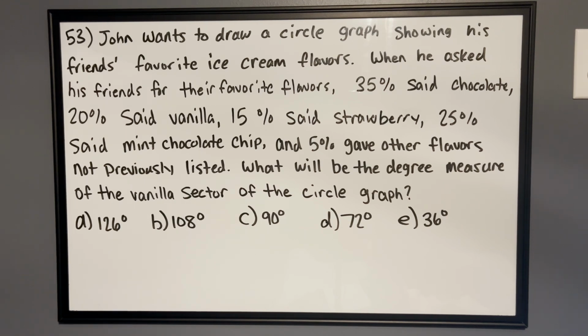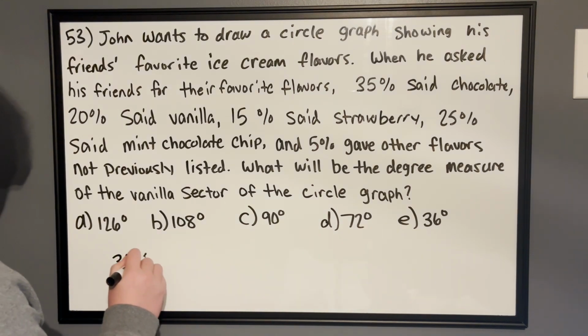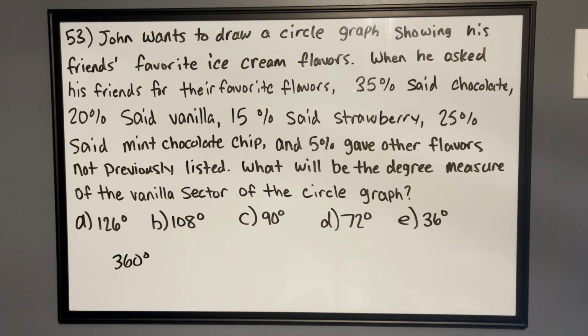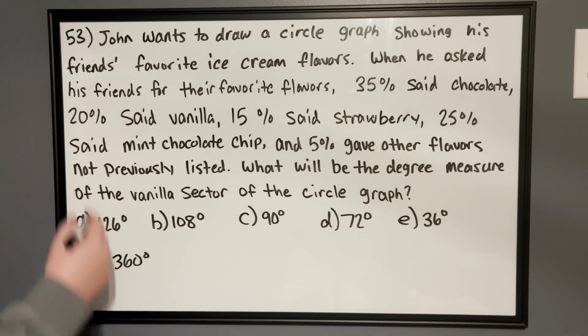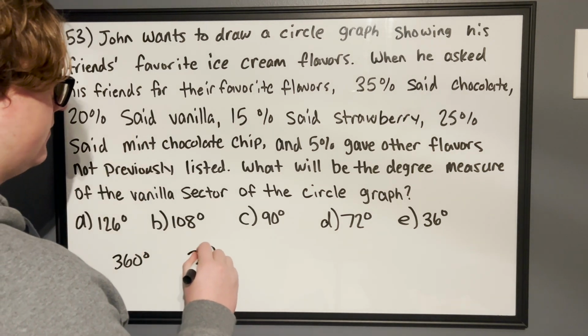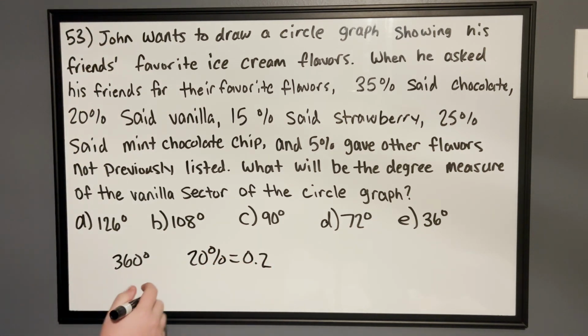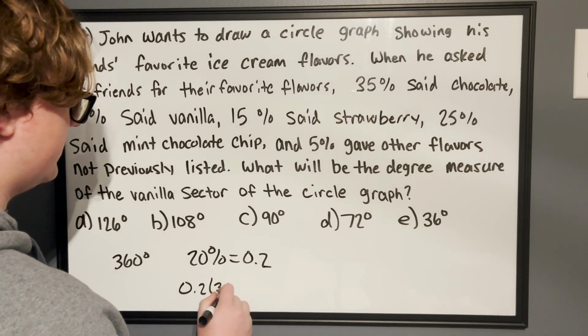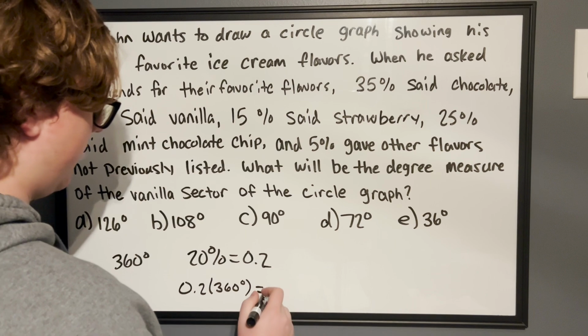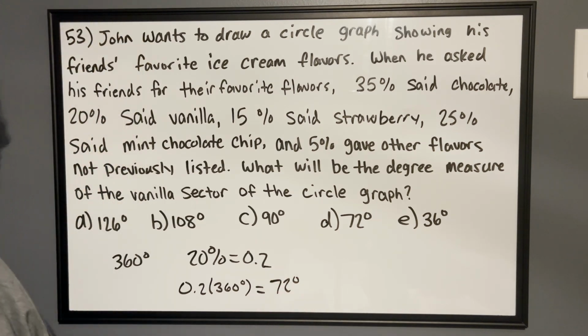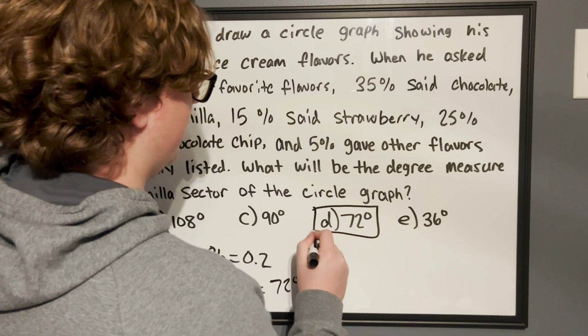Well, now this is a really long word problem that is a really easy question. We know that a circle is 360 degrees, so the interior angles will add up to 360 degrees. And we know that 20% of the entire circle will be the vanilla section because 20% said vanilla. So 20% is equal to 0.2, and we just need to multiply that by 360 degrees. So 0.2 times 360 degrees is going to be equal to 72 degrees. So our answer is going to be D.